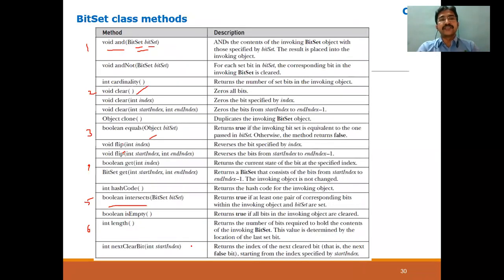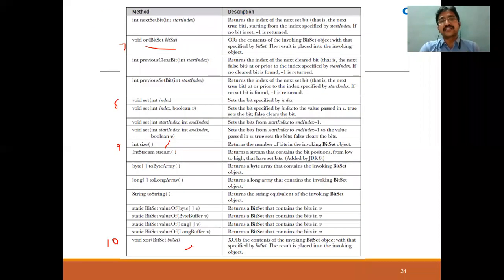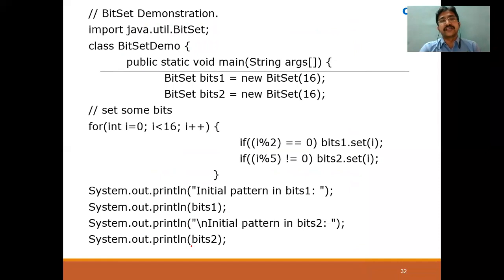So with the help of these constructors and this few methods, let me talk about a small demonstration on Bitset. Now, as you are already aware, this is available in the package called java.util. So I'm importing java.util.BitSet. I'm creating a class called BitSetDemo. I'm creating the main method here.